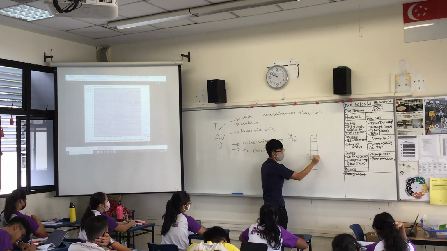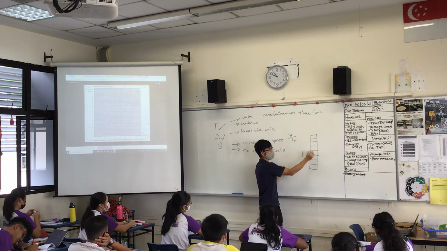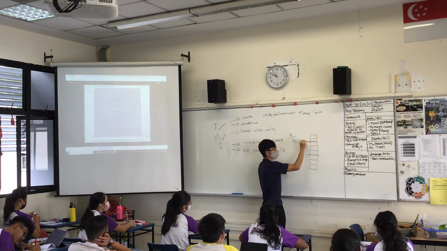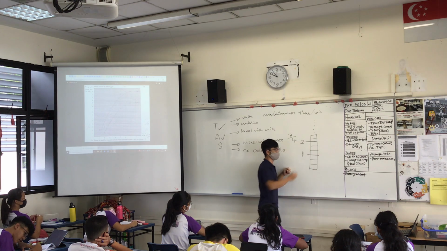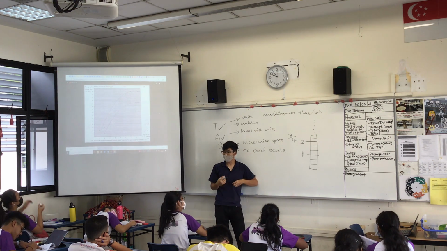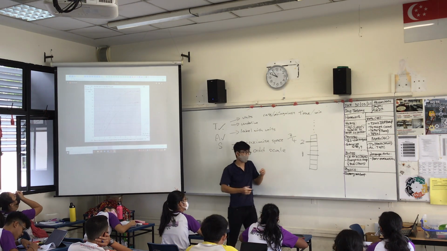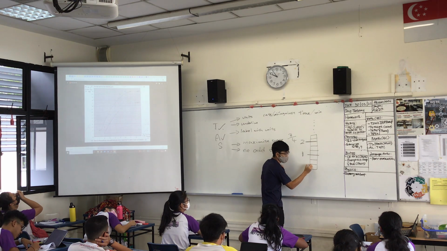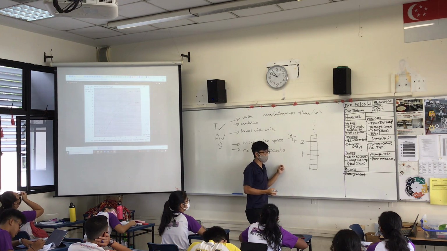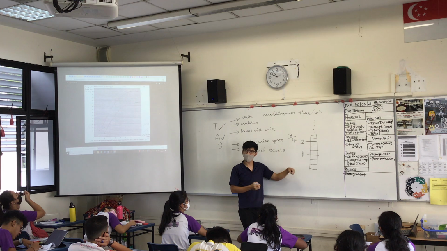1, 2, 3, then you label it as 1. 1, 2, 3, then 2, and so on and so forth. What's an odd scale? An odd scale is something like that. If you were to try to now find out what is the unit for one square, what would be the unit for one square?